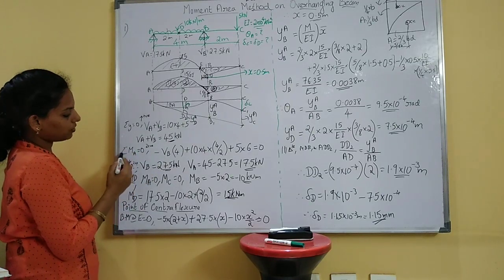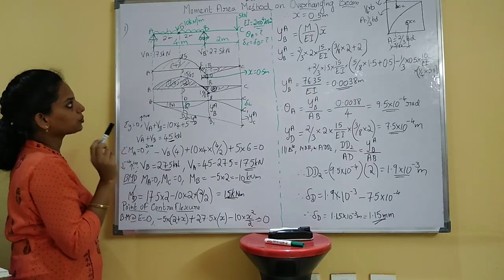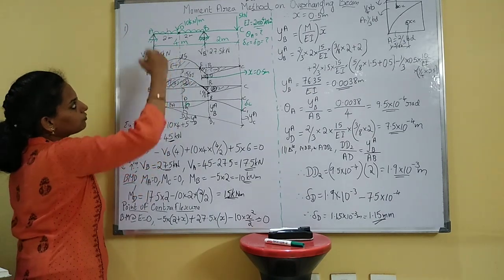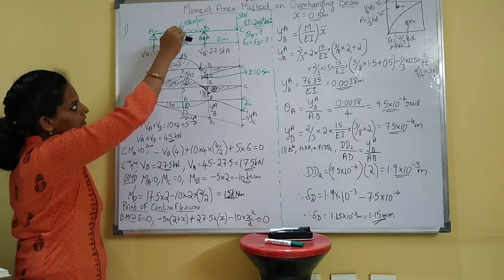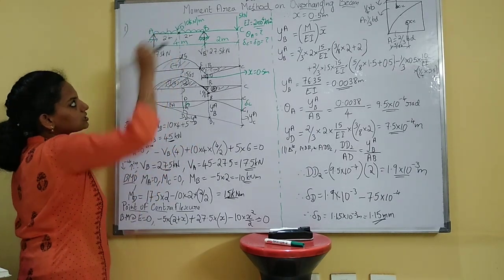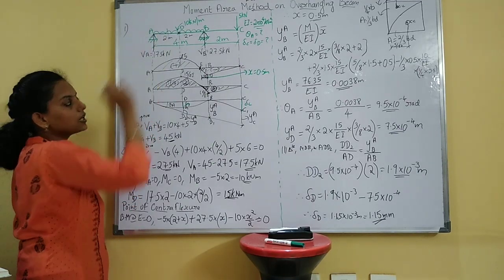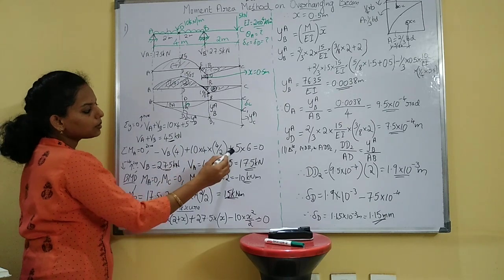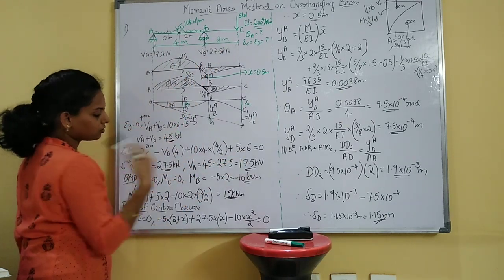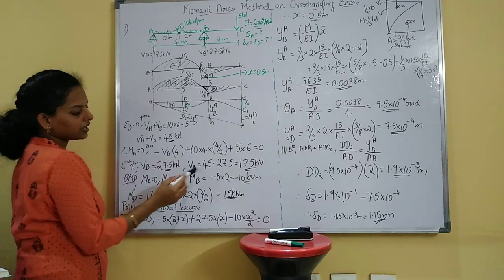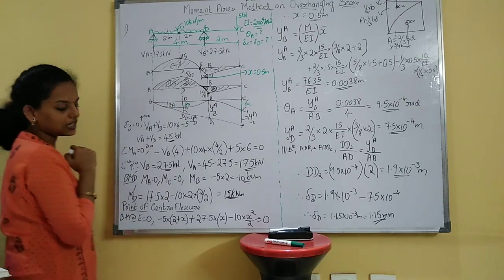Next, you have to find out moment at A equal to 0, clockwise as positive. So minus VB into 4 plus, this is clockwise, so plus 10 into 4 into the perpendicular distance, or centroidal distance, half of the length, 4 by 2, plus 5 into the total distance up to A, that is 6, equal to 0. You will get VB. Then substitute VB here and get the value of VA.